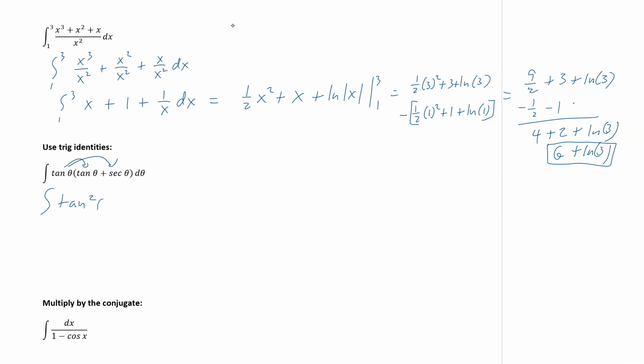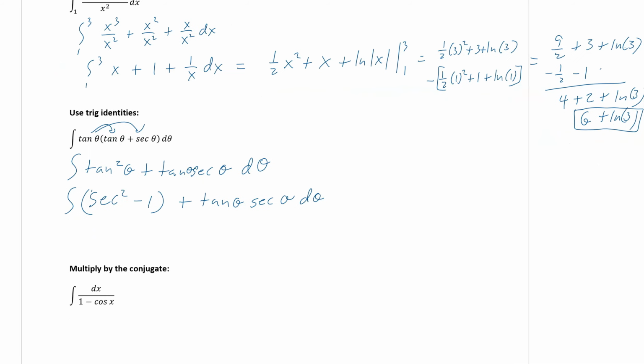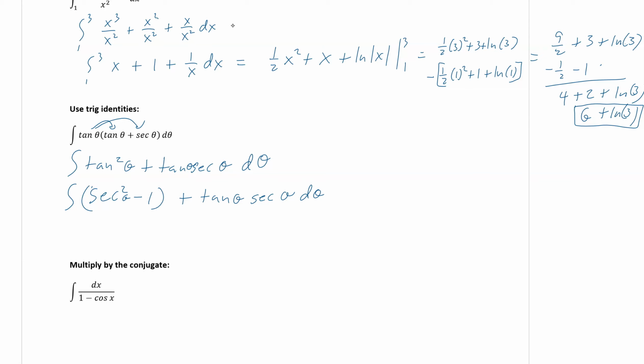And so we go tangent squared theta plus tangent secant theta d theta. And then now we can do a quick little switch with our tangent. That's secant squared theta minus 1, plus, and then we have tangent secant. That one we just leave alone. And then now we just integrate. So the integral of secant squared theta, that's tangent theta, minus theta plus secant theta plus c.